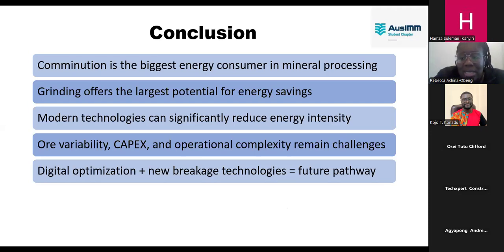The good news is that modern technologies, like we have discussed today, have shown that we can achieve substantial reductions in energy consumption without compromising throughput or recovery. Of course, this is not without its attendant barriers and challenges, like we've already seen. And the future of comminution is more selective, more intelligent, and far more energy efficient. The technologies highlighted today are paving the way towards that future. There are other strategies and technologies, but today we just took these four to discuss.